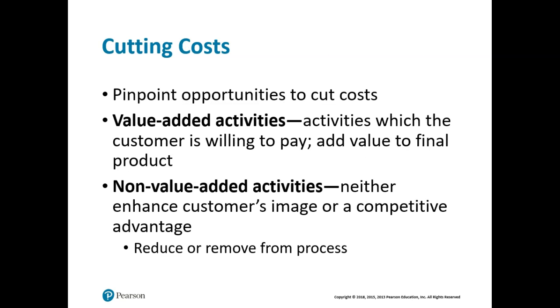Now, in terms of cost cutting, it pinpoints opportunities to cut costs, things that were expensive that we didn't even know about before we find out when we do activity-based management. And one thing that we can do when we look at all these activities is we identify activities that add value to the customer and to the product, and activities that don't enhance the customer's image or produce any competitive advantage. And for those, we want to get rid of. Okay, we want to get rid of those. So we want to either reduce them or remove them from the process. And something like moving product around is one of those things that is non-value added. Okay, it doesn't make it a better product.